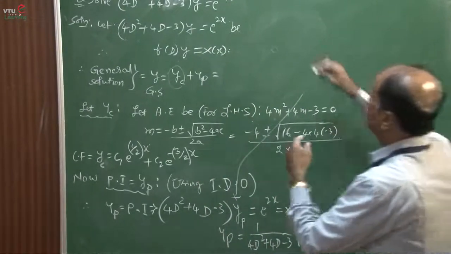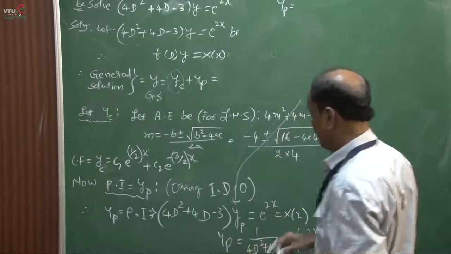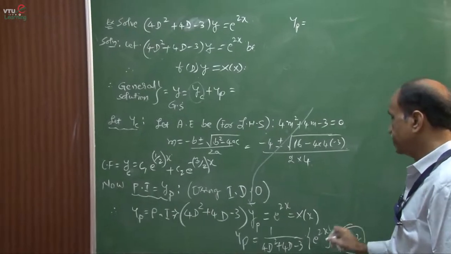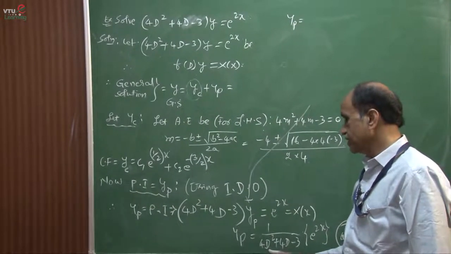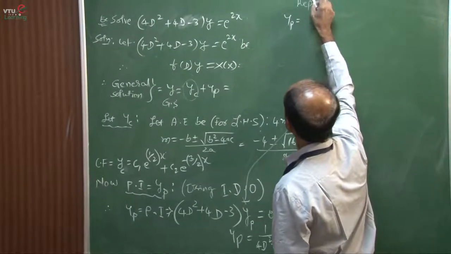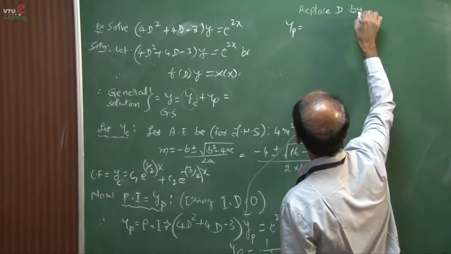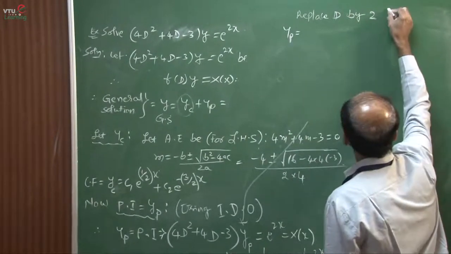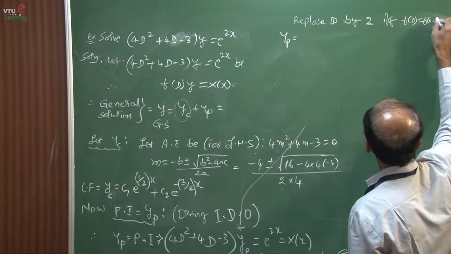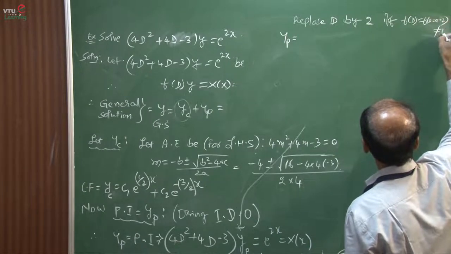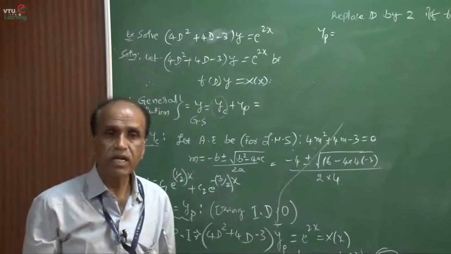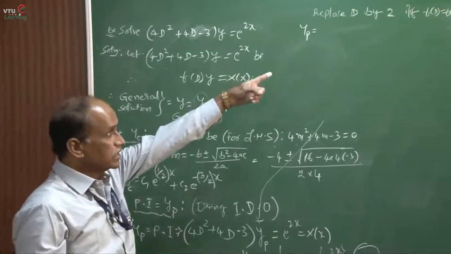yp is equal to, you have to replace, that means here a is equal to 2. According to the theory we discussed, you have to replace D by a, means D equal to 2. I will write: replace D by 2, provided, if and only if f of D, that is f of a equal to 2, is not equal to 0. If it is equal to 0, then we consider the next differentiation and then we will move on to the conclusion. But that should not be equal to 0.